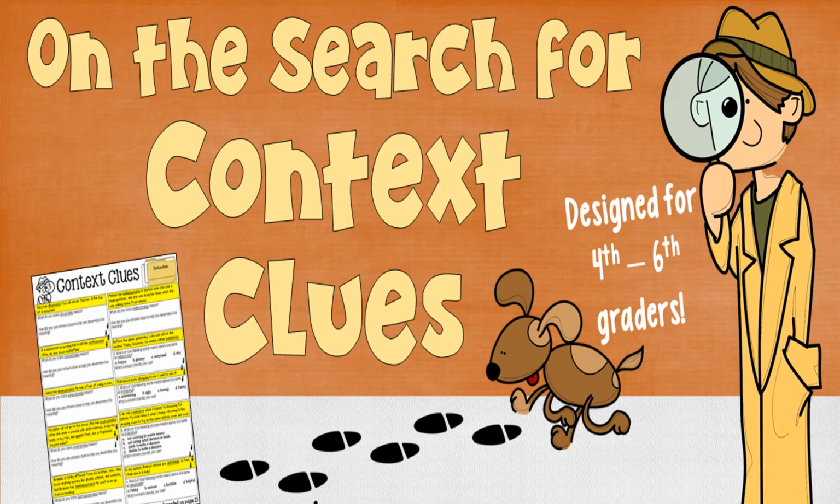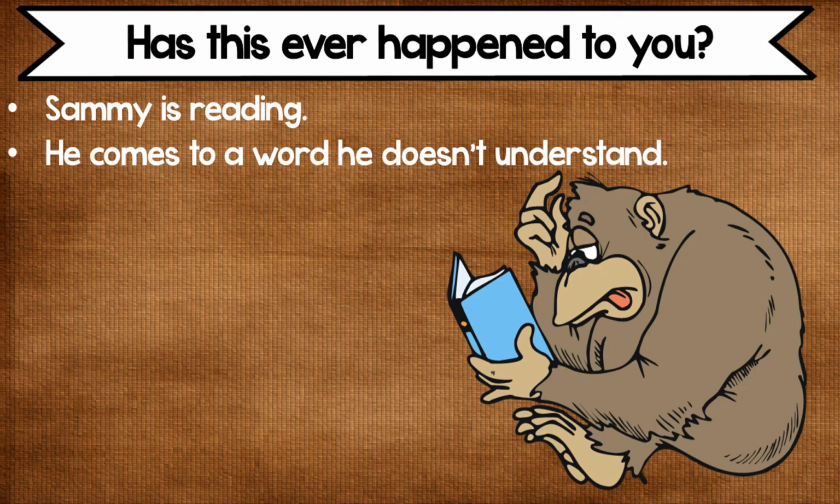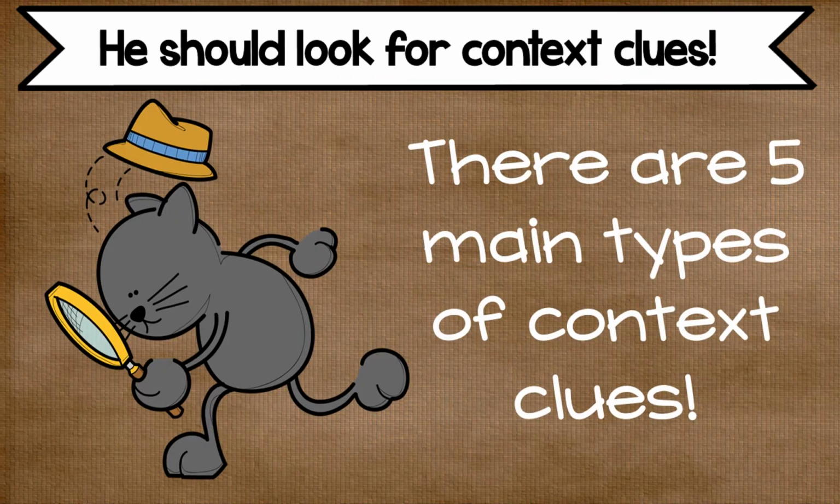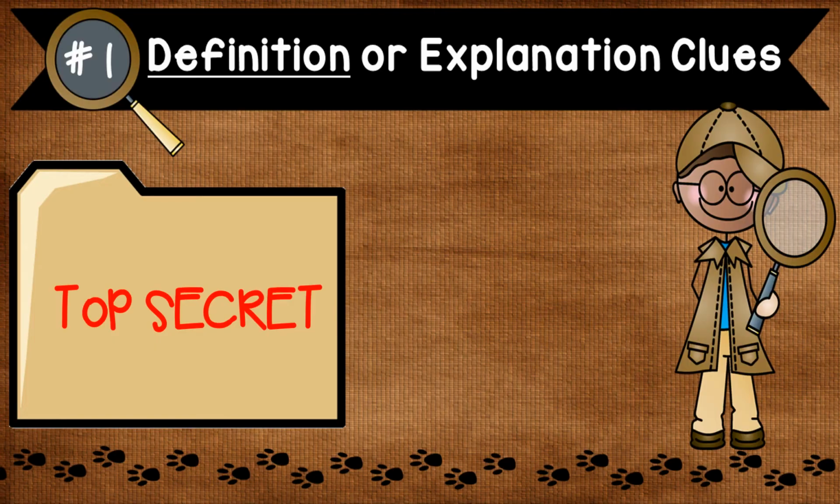Today we are on the search for context clues. Has this ever happened to you? Sammy is reading. He comes to a word he doesn't understand. What should he do? He should look for context clues. There are 5 main types of context clues.